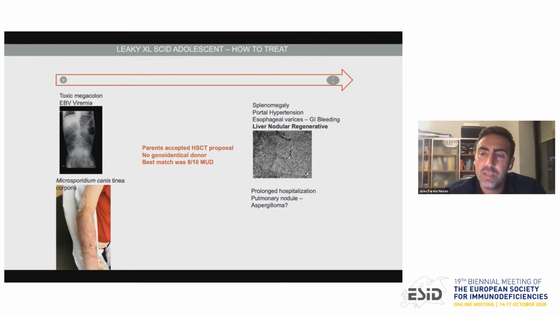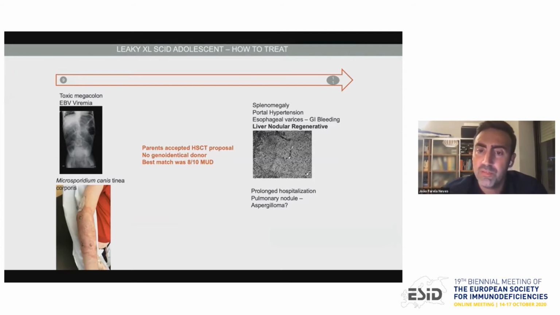And while waiting for the authorizations to come, he developed splenomegaly that led us to the diagnosis of portal hypertension that was caused by a liver nodular regenerative hyperplasia that was confirmed by biopsy, which led to a very prolonged hospitalization because of some GI bleeding caused by esophageal varices rupture. At that time, things were very, very difficult because he had recurrent episodes of GI bleeding.